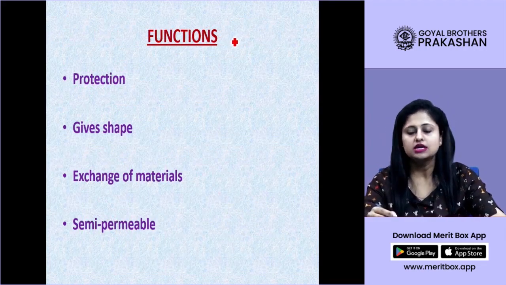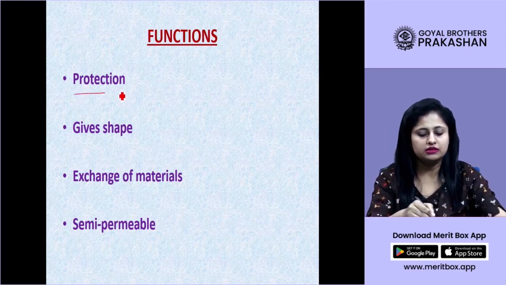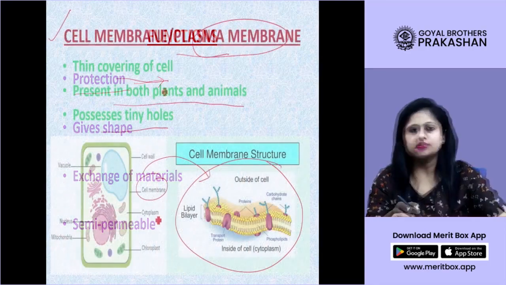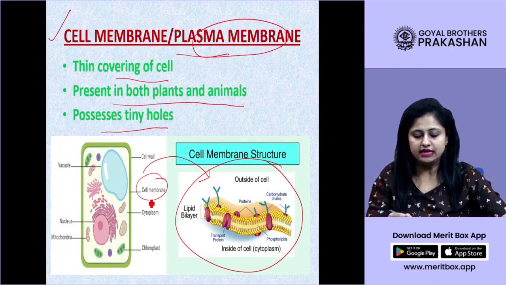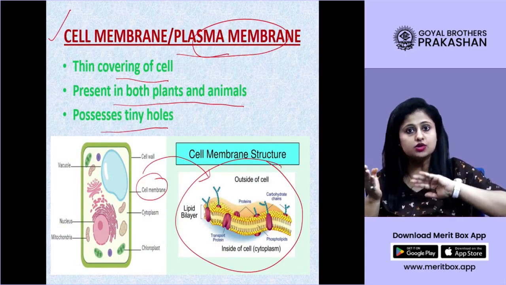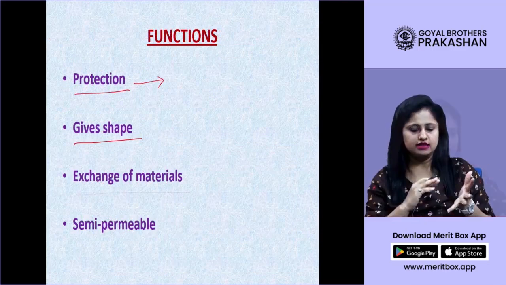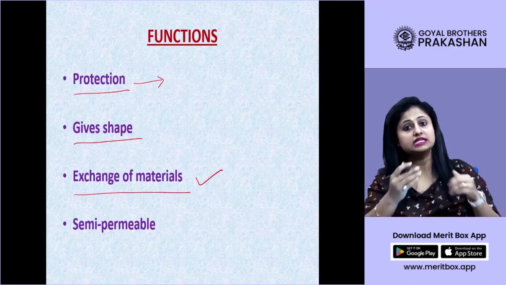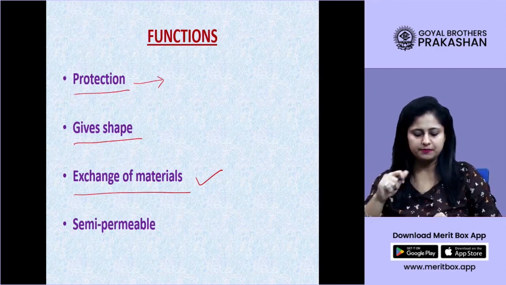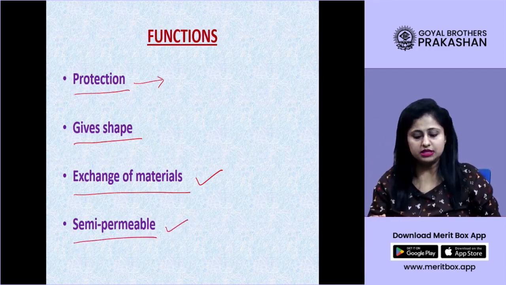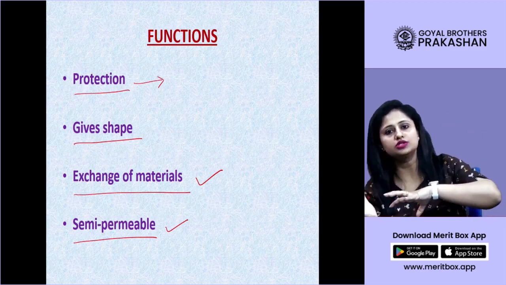Now, come to the functions. The cell membrane, or plasma membrane, performs these functions. Number one, it provides protection. Since this membrane is present outside, in animal cells the cell membrane is the outermost membrane, so it protects the inner parts of the cell. Number two, it gives shape to the cell. Number three, it helps to exchange different materials in and out of the cell with the help of tiny holes present over the surface of the membrane. Next, it is semi-permeable, so it allows only certain substances to come in and out of the cell.